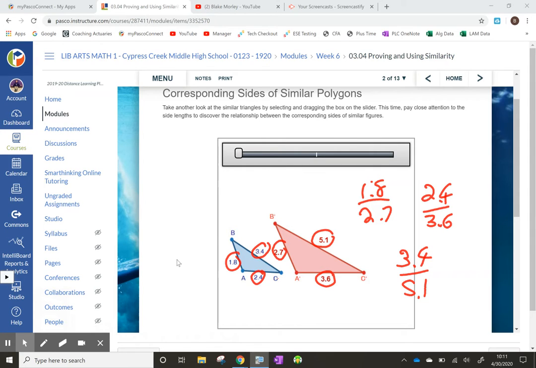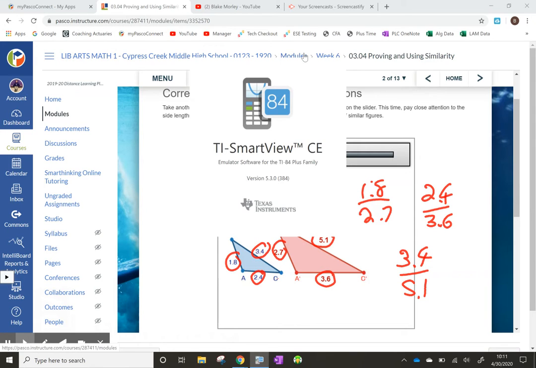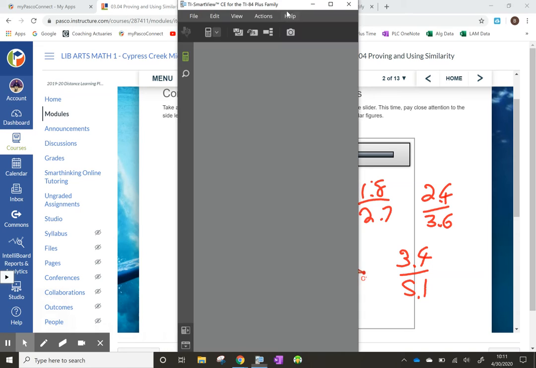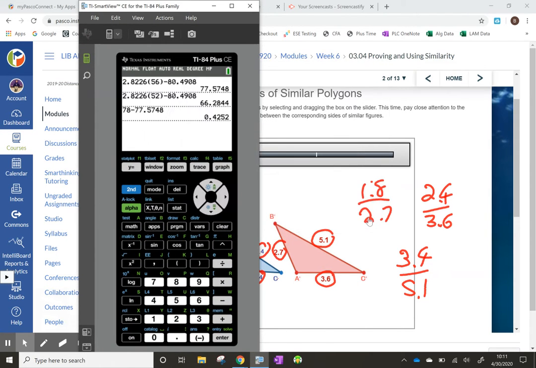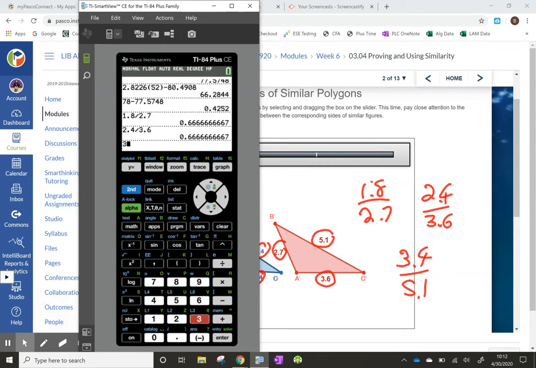So I'm going to pull up my calculator real quick. It's going to take a second to load up, but you'll see how I determine whether it's similar or not. Our first one was 1.8 to 2.7, right? So I would just type in 1.8 divided by 2.7, and I get 0.66 repeating. If I did the same thing for the other ones, 2.4 divided by 3.6, I get the same thing. And then the last pair, 3.4 divided by 5.1, gets me the exact same thing.